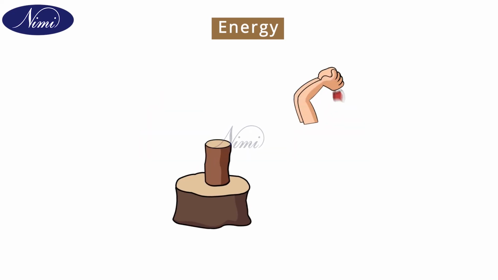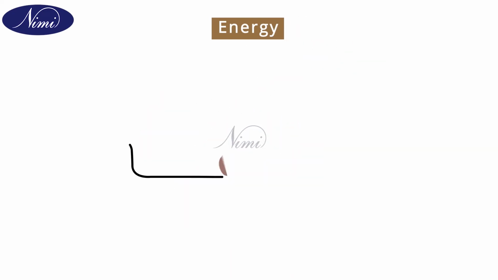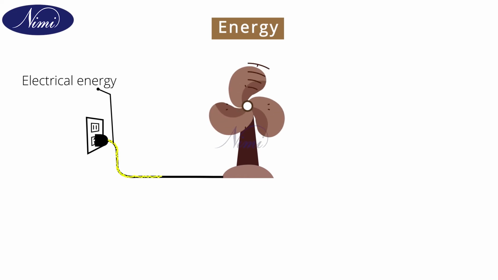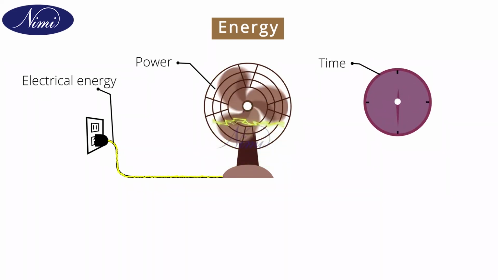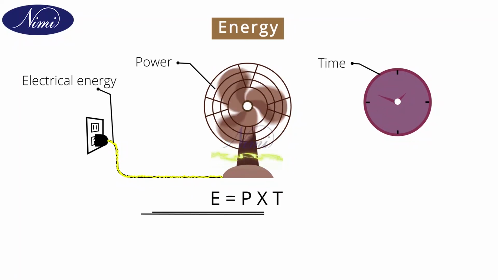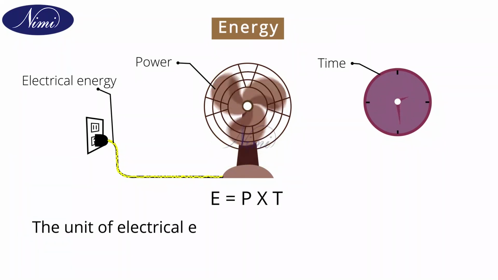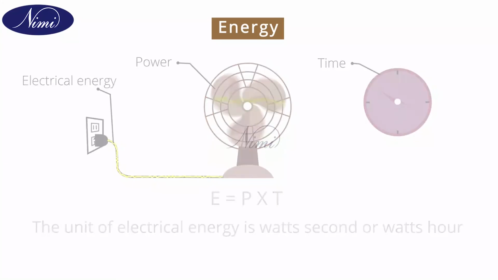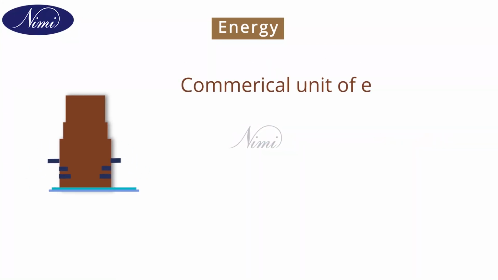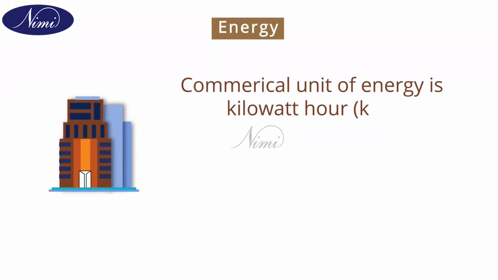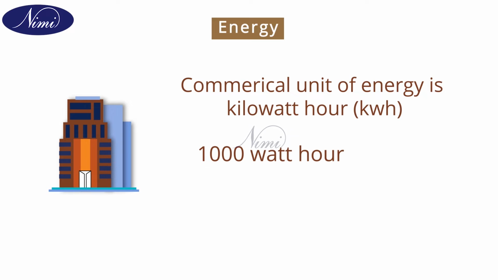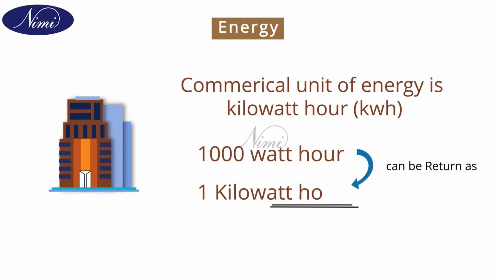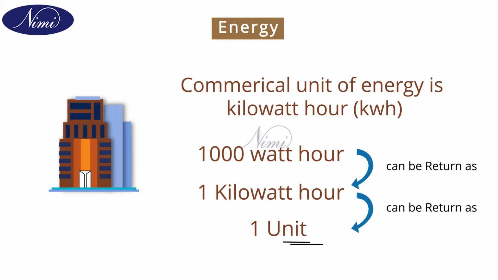Energy is the ability to do work, and electrical energy is the product of power and time, that is E is equal to P into T. The unit of electrical energy is watt second or watt hour. The commercial unit of electrical energy is kilowatt hour. 1000 watt hour can be written as 1 kilowatt hour, and 1 kilowatt hour can be written as 1 unit.